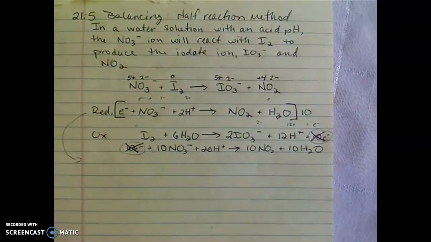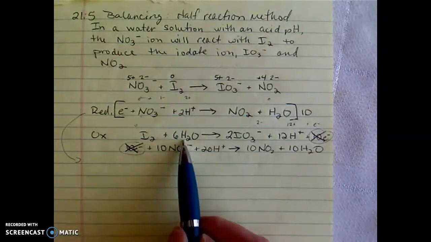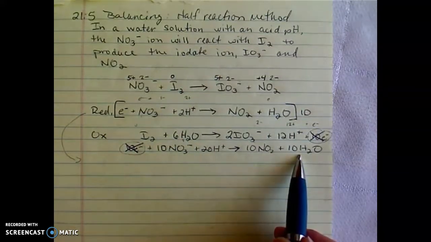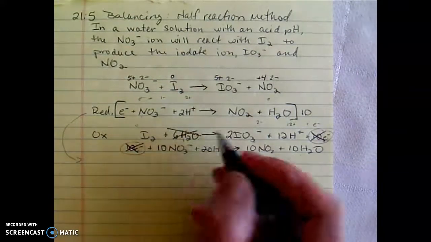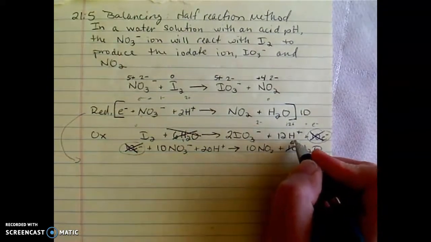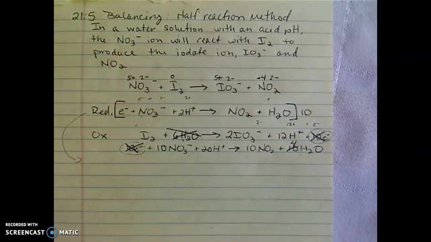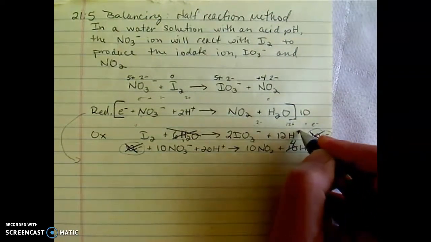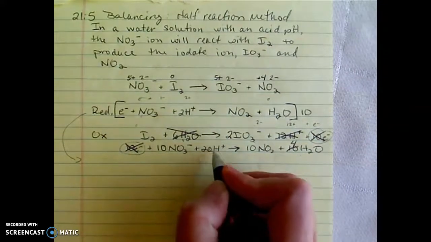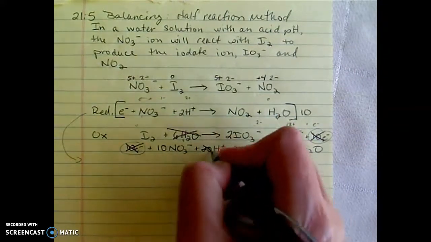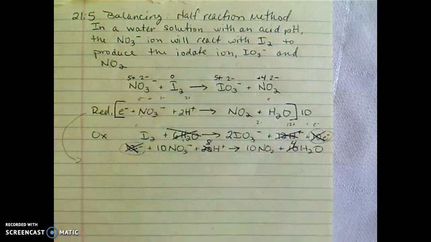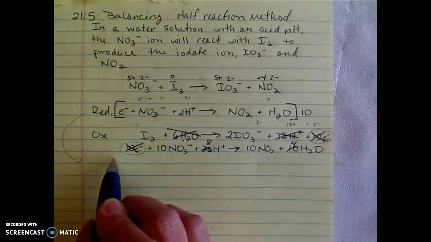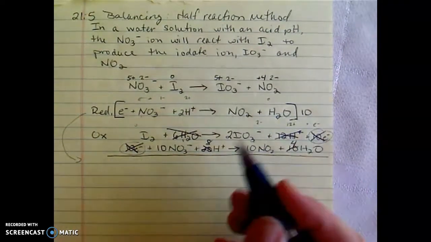Okay. Look for anything else in common. You notice we've got water on both sides. You've got 6 waters here, 10 waters here. That means all of these will cancel, and this will be reduced to 4 waters. Then we've got our hydrogens. You've got 12 hydrogens here, and you've got 20 here, so that's going to leave us with a total of 8. Then we add those together, and we will have our answer. We will have our balanced equation.